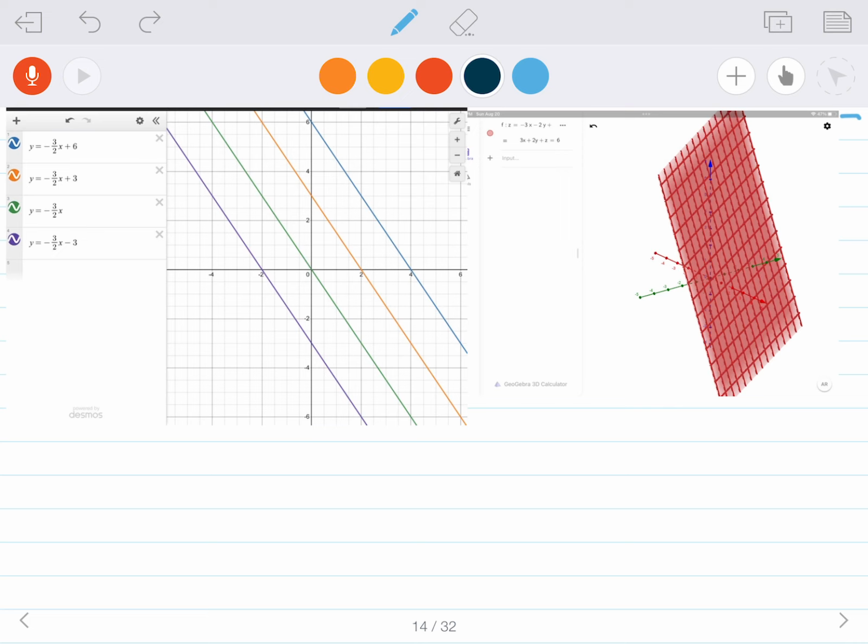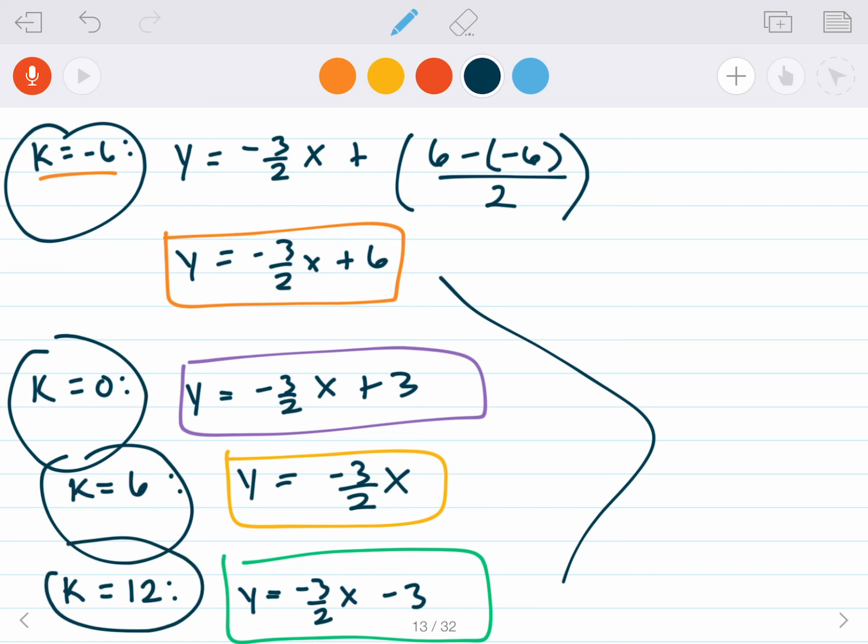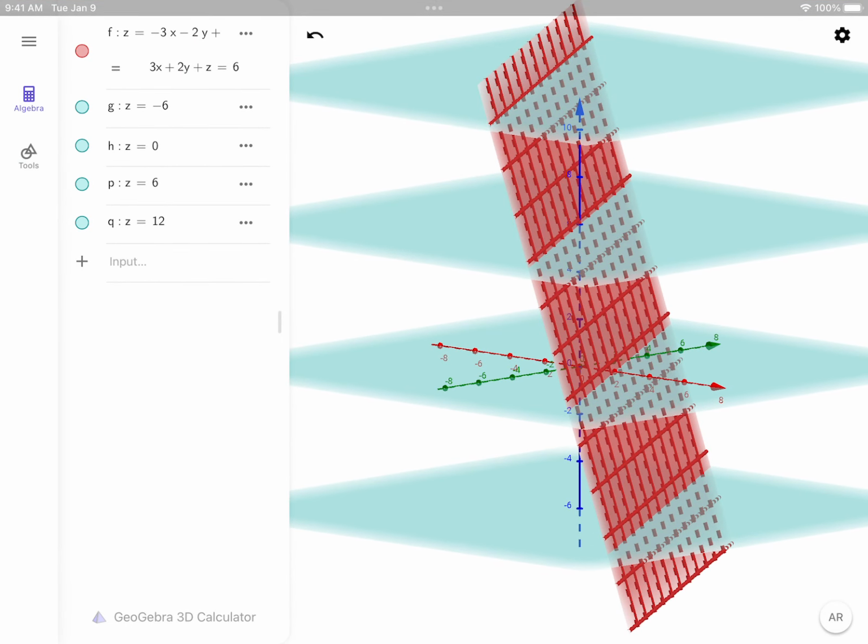So I graphed all of these on Desmos, and if we put the surface in GeoGebra and take z and set that to each of our corresponding k values, remember what we had: k equals 0, k equals negative 6, k equals 6, and k equals 12. If we take z equals each one of those numbers and put it in GeoGebra, what we're going to get is something like this. And where the blue planes intersect the red plane, which is our surface in this case, that's going to be the contour line, right?